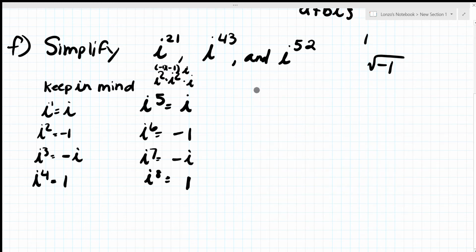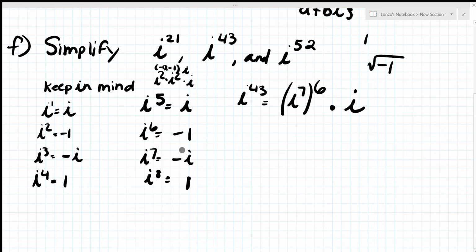Let's do i to the 43rd power. So how can I write i to the 43rd power? I can rewrite i to the 43rd as i to the 7th, and then we could raise that to the 6th, right? But that gives us i to the 42nd power. We want i to the 43rd, so we just got to multiply it by an extra i, and that'll give us i to the 43rd power.